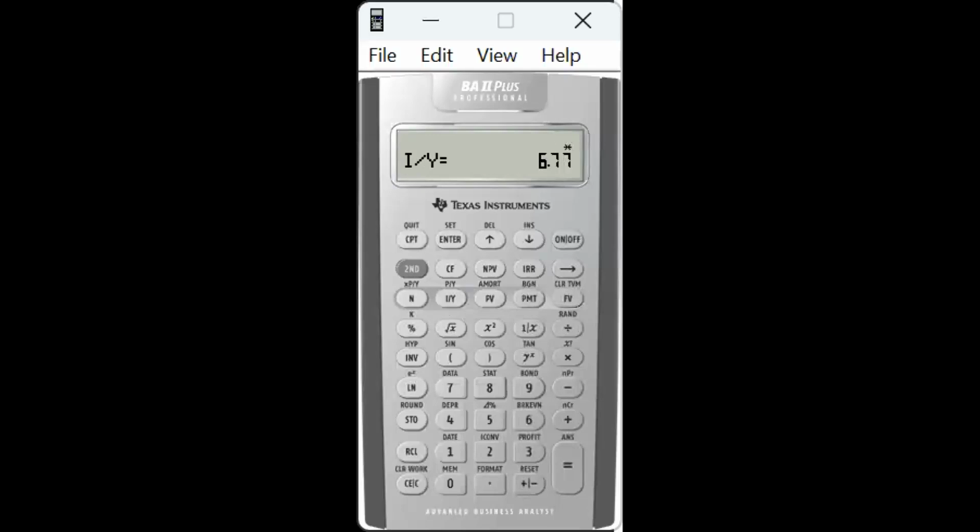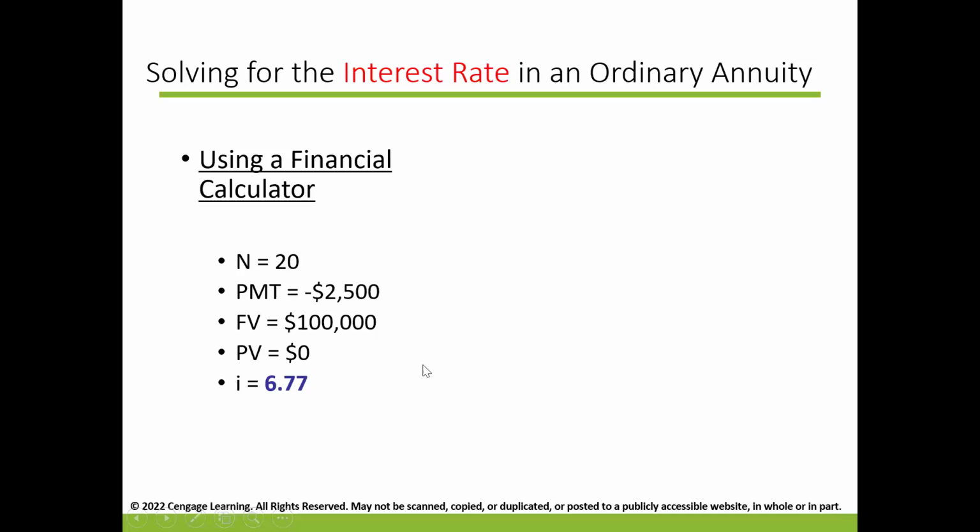And the answer is 6.77%. So again, going over this on a calculator, your N is going to be 20, your payment is negative 2,500, future value is 100,000, present value is 0, and your I would be 6.77.